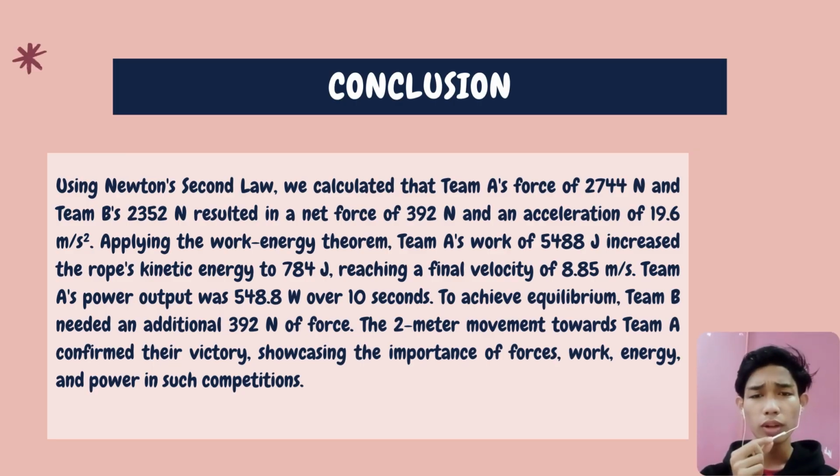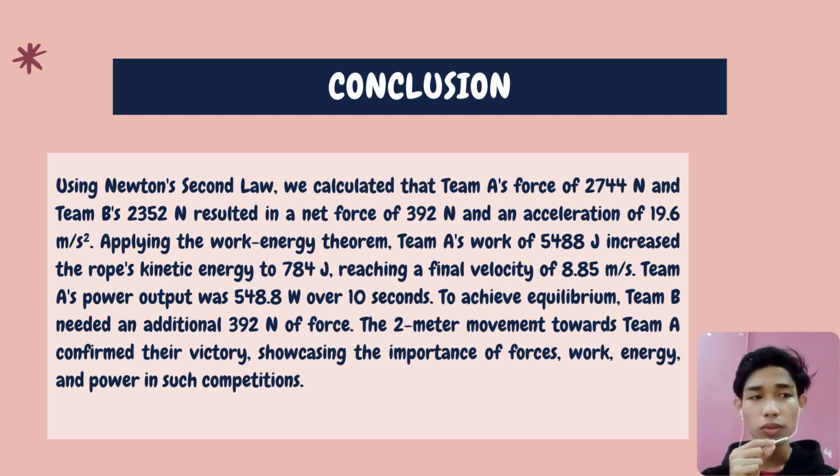For the conclusion, we found out that using Newton's second law, we calculated that team A's force of 2744 Newton and team B's force of 2352 Newton resulted in a net force of 392 Newton and an acceleration of 19.6 meters per second squared. Applying the work energy theorem, team A's work of 5488 joules increased the rope's kinetic energy to 784 joules, reaching a final velocity of 8.85 meters per second.